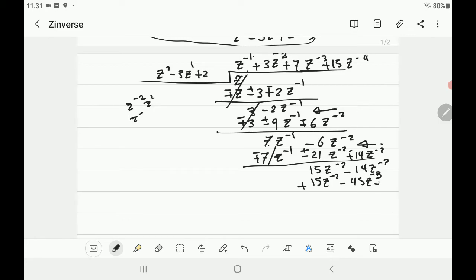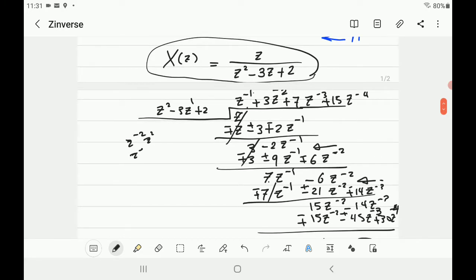Plus 30 z^-4. And change the sign and add and get. You can continue. So in this problem, you can continue up to the accuracy that's required from you. If they ask for 4 terms, 5 terms of x of n, whatever, then you can continue. Let's just stop here. So what you got here, the division of this z by this b of z, it's equivalent to x of z.